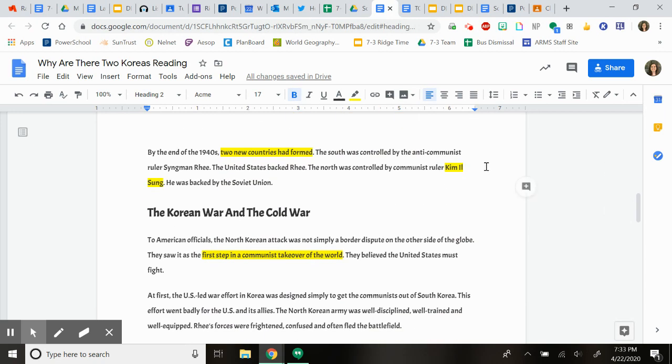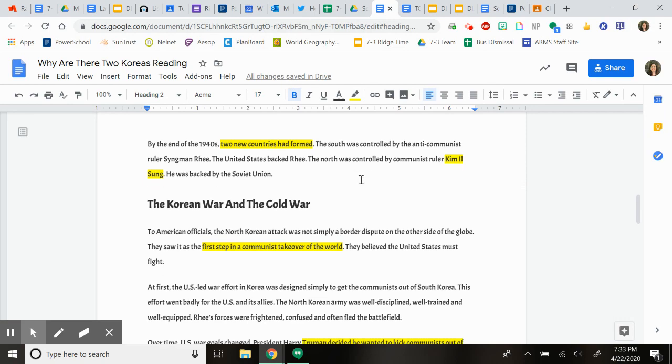By the end of the 1940s, two new countries had formed. The South was controlled by the anti-communist ruler Syngman Rhee. The United States backed him. The North was controlled by communist ruler Kim Il-sung. He was backed by the Soviet Union.